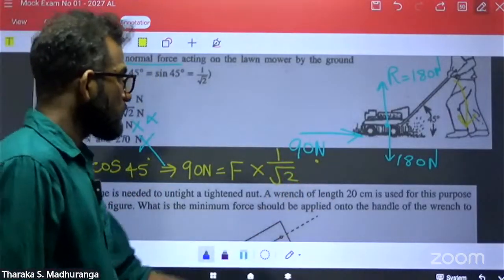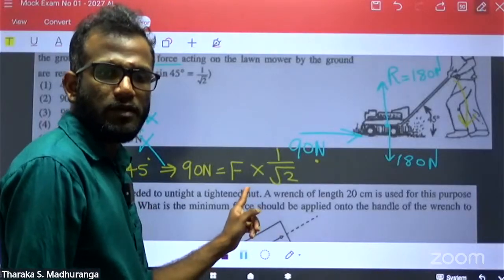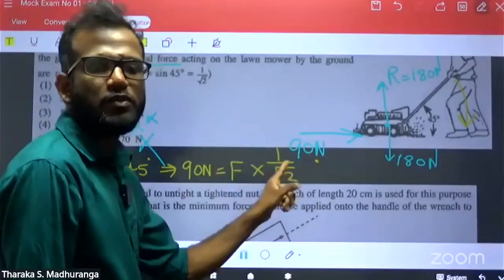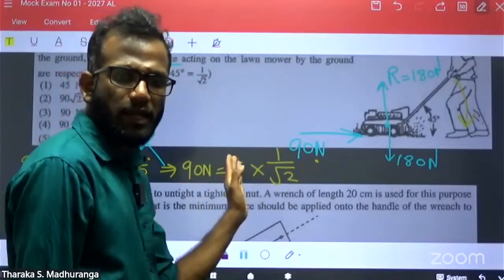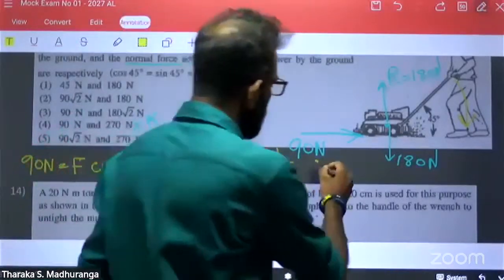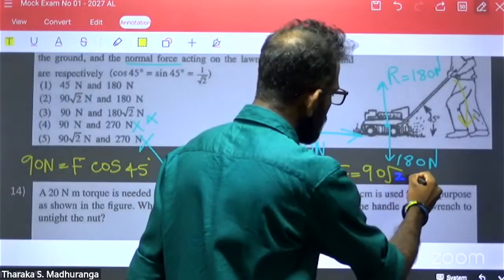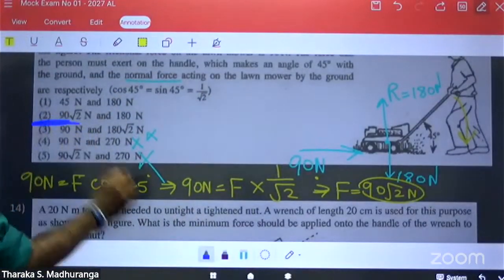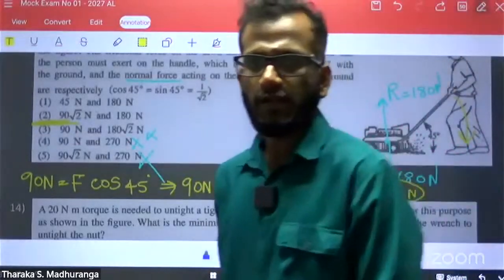Now what to do? Isolate the F. To isolate the F, what can we do? Cross multiplication, no? Multiply both sides by root 2. The root 2 cancels out, and only F remains. 90 root 2 is the answer. F equals 90 root 2 Newton. Then 90 root 2 and 180, answer number 2. Very simple question.